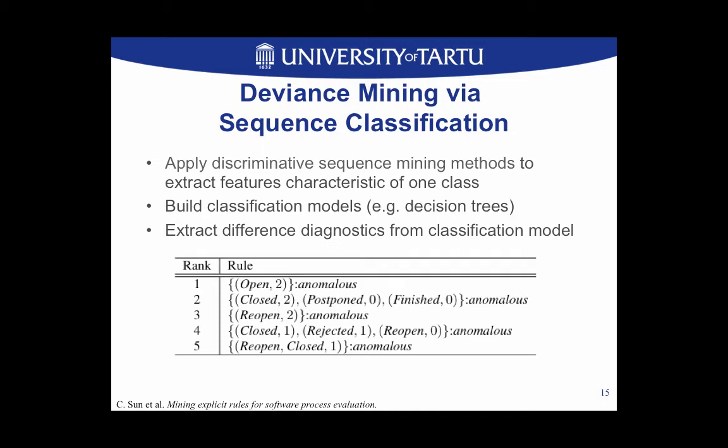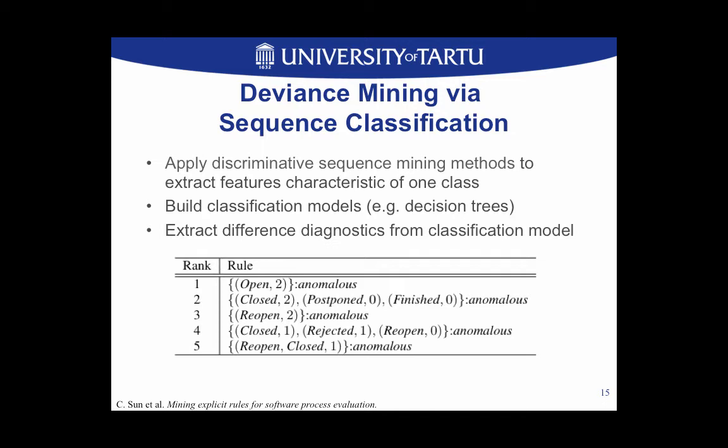For example, this is a case study of some bank in China where they apply sequence mining to a log consisting of sequences, and they found that when event open occurs at least 2 times, then the trace is anomalous. But when event close occurs 1 and reject occurs 1 and reopen does not occur, then it's anomalous. So with respect to a certain function that tells you this is a good trace, a normal trace, or an anomalous trace.